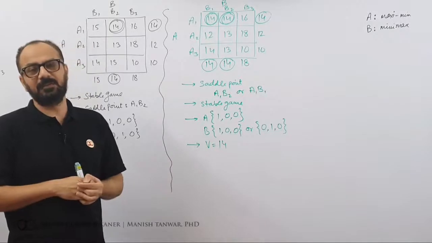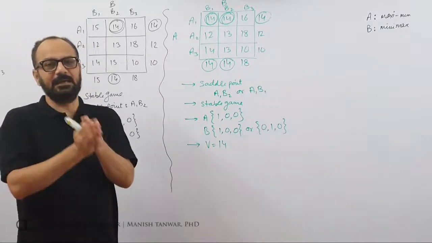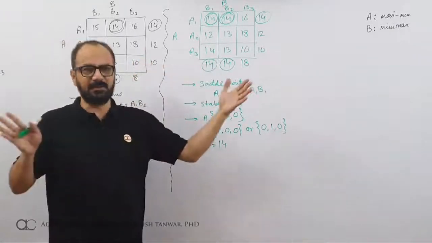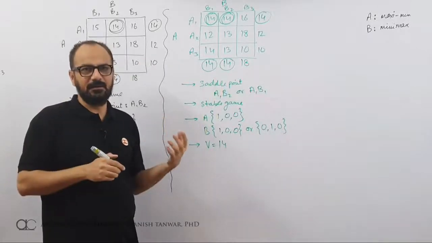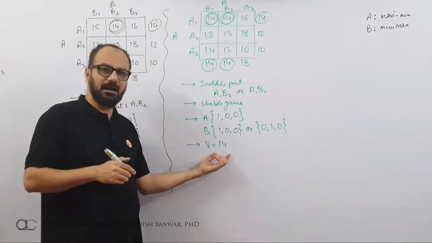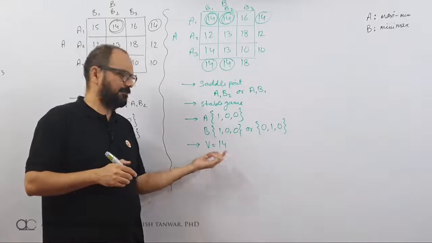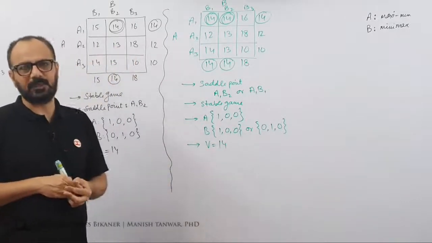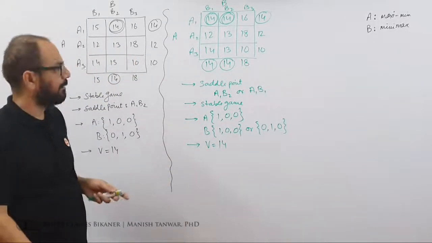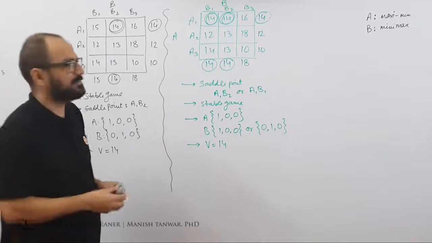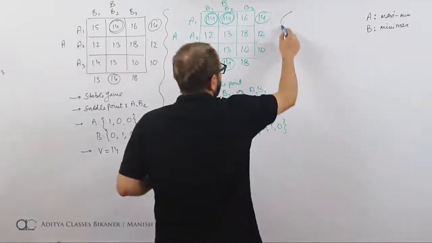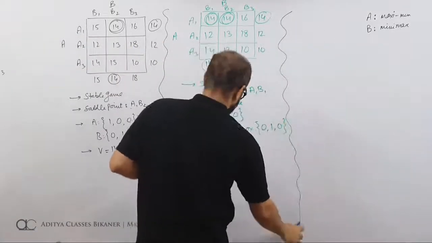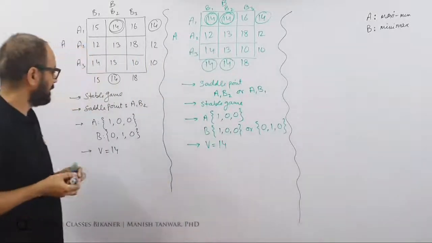What do we mean by value of game? What is the return for A? If this game is played n number of times, what will be the return for A? Average return for A after n trials would be 14, which we saw in previous lecture. If you play this game n number of times, the average return would be 14. Fine, so these were our two questions.